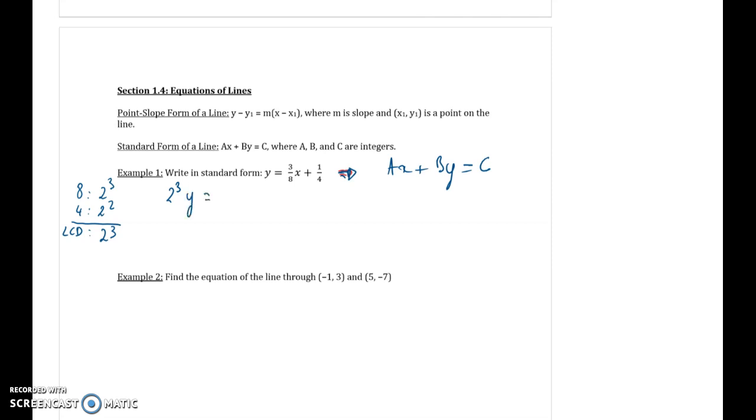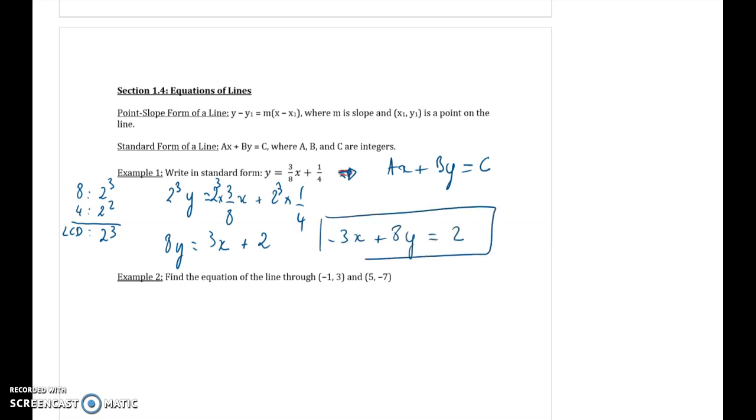2 cubed multiplied by 3 over 8 times x, plus 2 cubed multiplied by 1 over 4. I multiply both sides by the LCD and I realize that I have 8y equals 3x, plus 2 cubed divided by 4, 8 divided by 4, is going to be equal to 2, so plus 2. And so now it's pretty easy to see that we have minus 3x plus 8y equals 2. Okay?